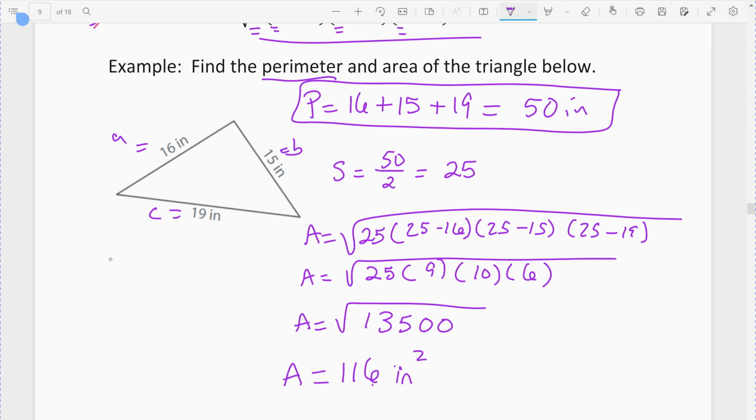So that was practicing finding the area and perimeter of triangles using Heron's formula when all we're given is the sides and we don't know the height. We'll finish there. The next set of notes will be in the next video.